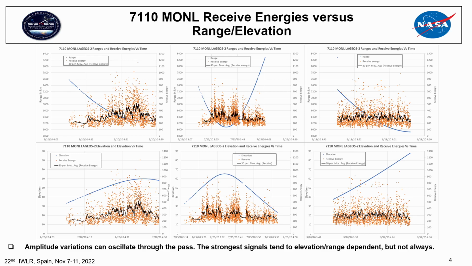On this particular pass, you can see that as the elevation angle increases, the receive energy also increases. Likewise here, on this particular pass, the receive energies tend to increase with elevation angle. This is almost a 90-degree pass where the receive energies oscillate, but they didn't seem to really change much.